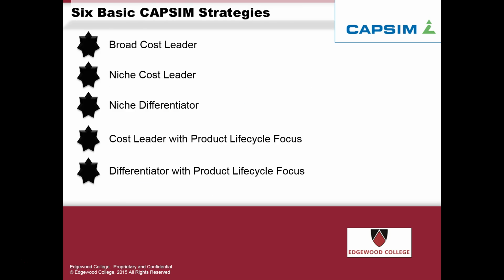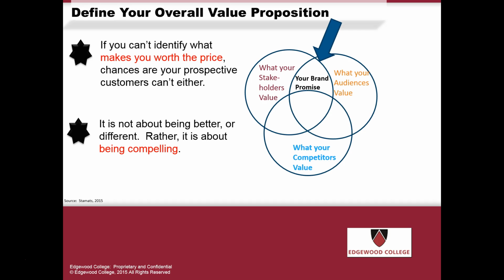So in CAPSUM, you're going to choose one strategy out of 6 offered to you. And the 6 strategies can be the starting point for your own customer strategy. The strategies incorporate tactics for differentiating your sensor product. Lastly, you want to have a clear understanding of what your value proposition is for customers. A value proposition is the reason or reasons that your customers believe your product, service, or company is valuable. It's your brand promise, okay? If you can't identify what makes you worth the price, chances are your prospective customers can't either. And it is not about being better or different, really. It's about being compelling in the eyes of your customers.